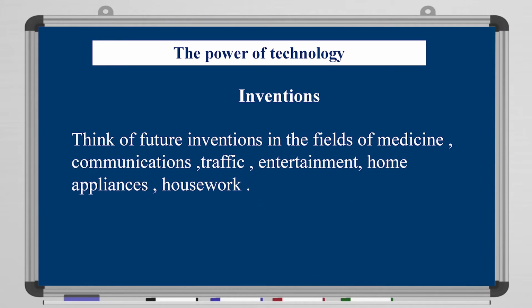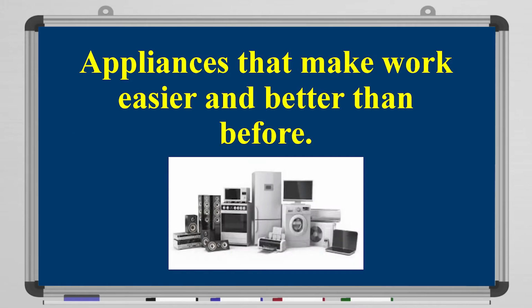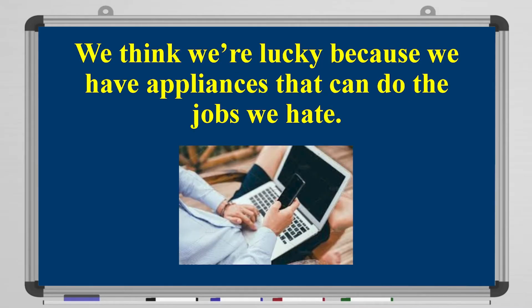Now, think of them in terms of these things: fields of medicine, communication, traffic, entertainment, home appliances, or even housework. Appliances that make our work easier and better than before. For example, it could be something at home like a fridge or a microwave that we use to heat up our food. We think we're lucky because we have appliances that can do the jobs we hate.